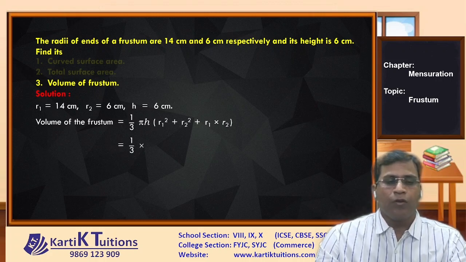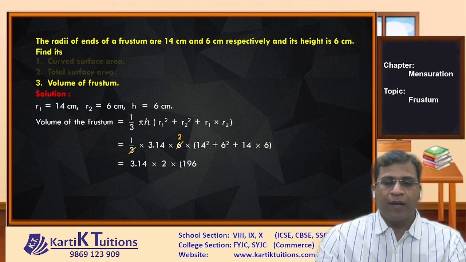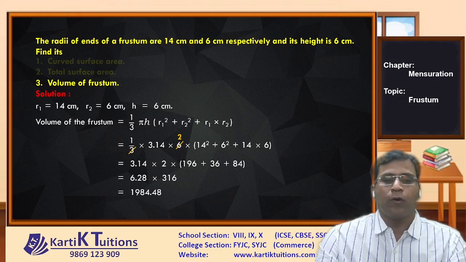Now here 1/3 into 3.14 into 6, then R1 square. R1 is 14, so it is 14 square plus 6 square plus 14 into 6. So now here 3 ones are 3, 3 twos are 6. So basically 3.14 into 2 into, now 14 square is 196, 6 square is 36, and 14 into 6 will give us 84. So here it will become 6.28 into, now when we add all the terms of the bracket, we'll get 316. Now if you multiply this, you are going to get 1984.48 centimeter cube.